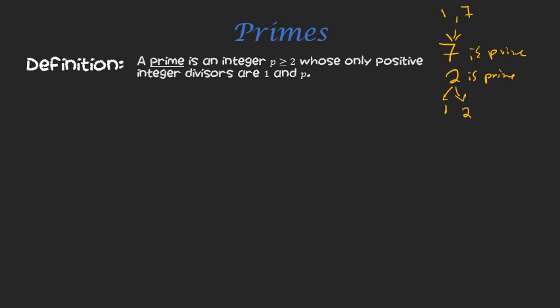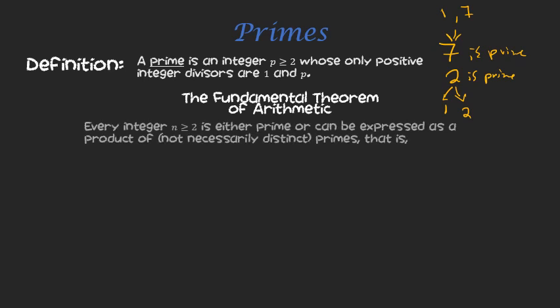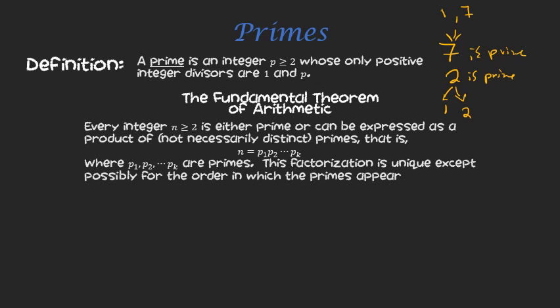And then the following result tells us something about numbers which aren't prime. So the fundamental theorem of arithmetic is that every positive integer, at least 2, is either prime itself, or we can write it as a product of primes that may not be distinct. So any arbitrary integer, we can write as just some product of k primes for some k. And moreover, this factorization is unique, except for maybe the order in which we write the factors. So for any given integer n, there's only one way to write it as a product of primes.